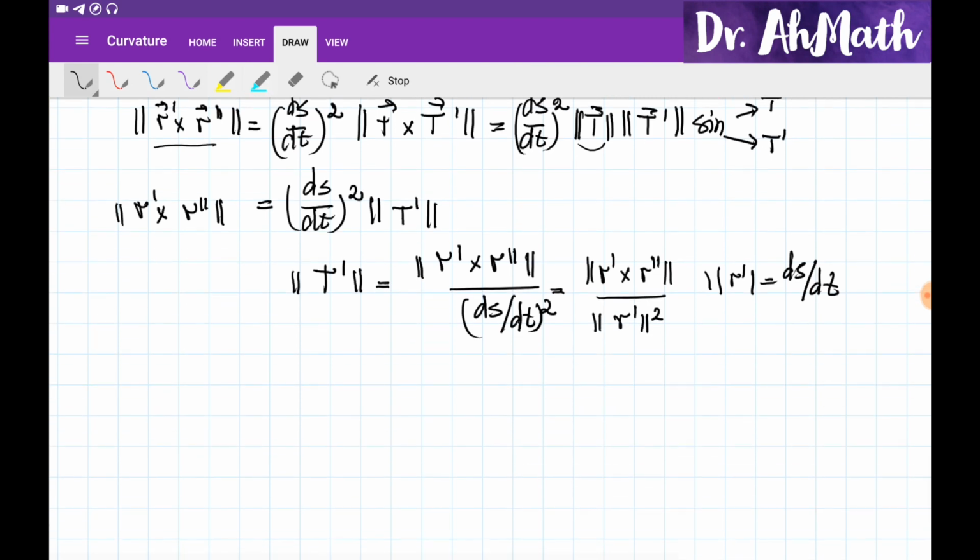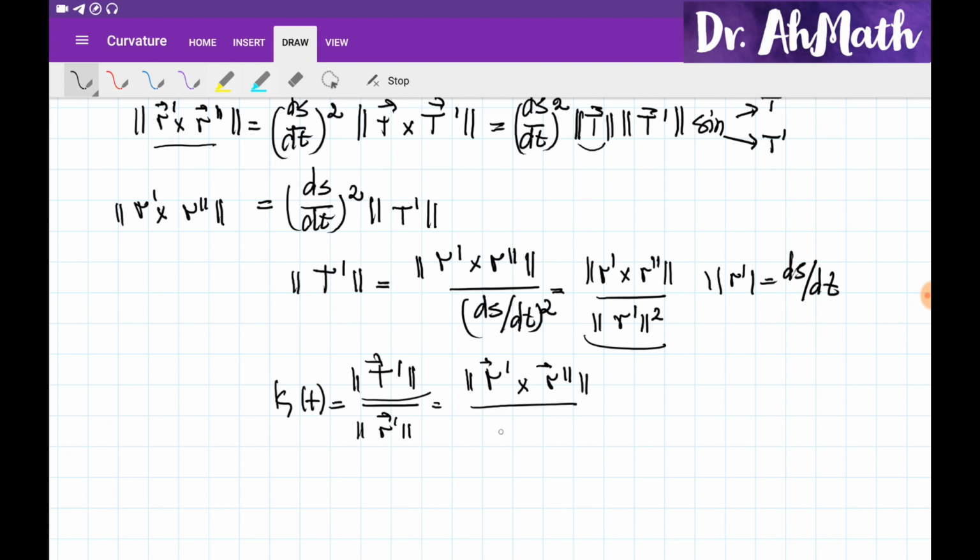And please note that kappa, the curvature at some point t, is given as the norm of T prime divided by the norm of r prime, right? So let us substitute T prime with the formula which we obtained. That is going to be the norm of r prime cross r double prime, where all of these values are vector functions, divided by the norm of r prime cubed. So this is another formula to find the curvature for the given function r at some point t.